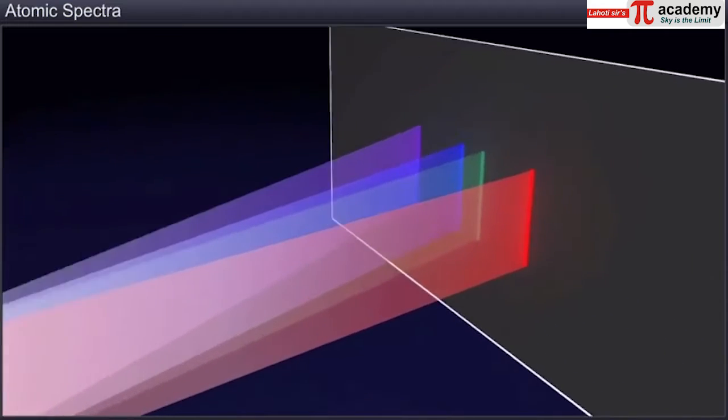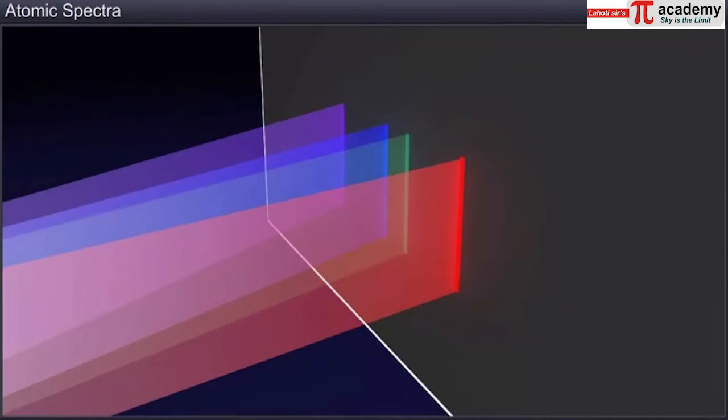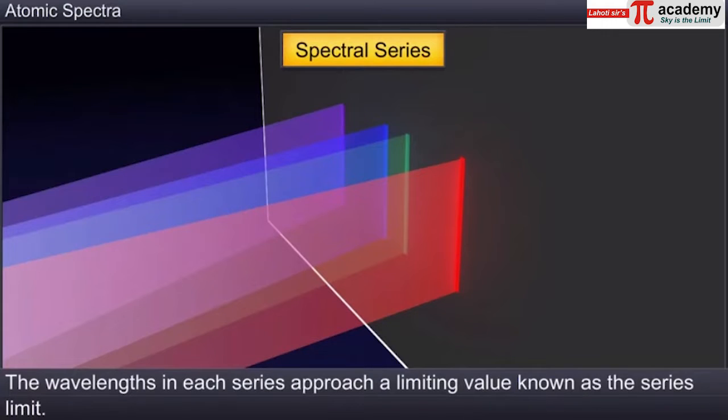In the spectrum emitted by the hydrogen atom, the spectral lines can be grouped in separate series. In each series, we observe that separation between successive wavelengths decreases as we go from the higher wavelengths towards the lower wavelengths. Each such set is called a spectral series. An important point to remember is that the wavelengths in each series approach a limiting value known as the series limit.